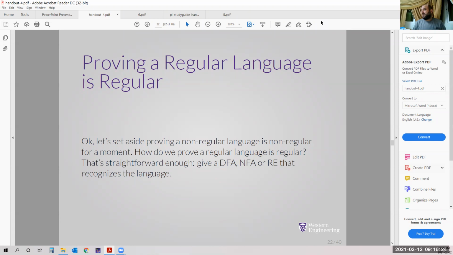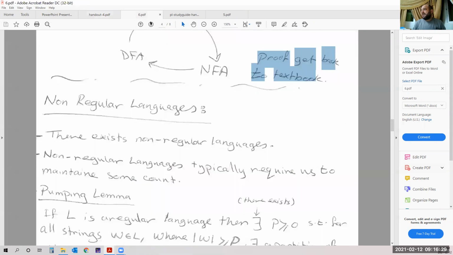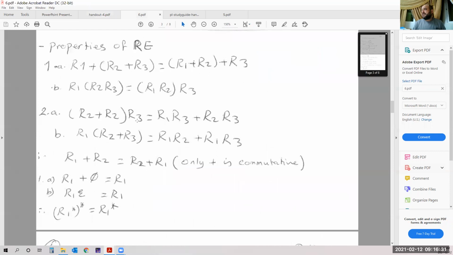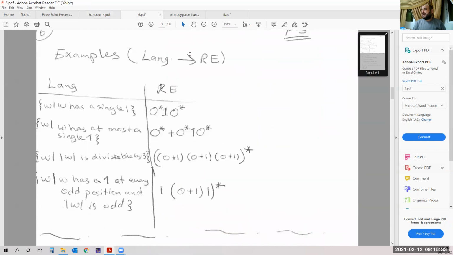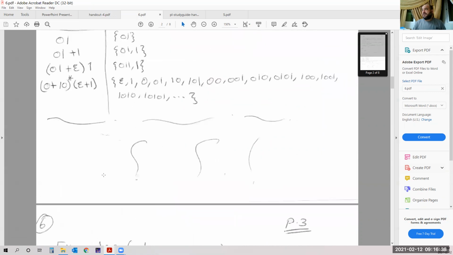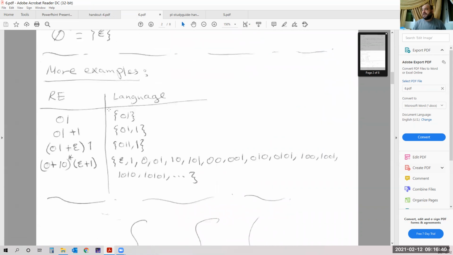Can you show an example of one of all the examples that we have here? They are examples of regular expressions. Here is the regular expression, and here is the language. Here is the regular expression, and here is the language.